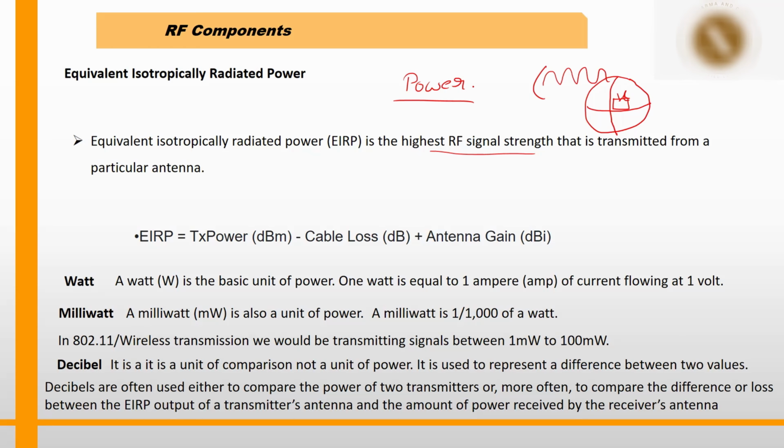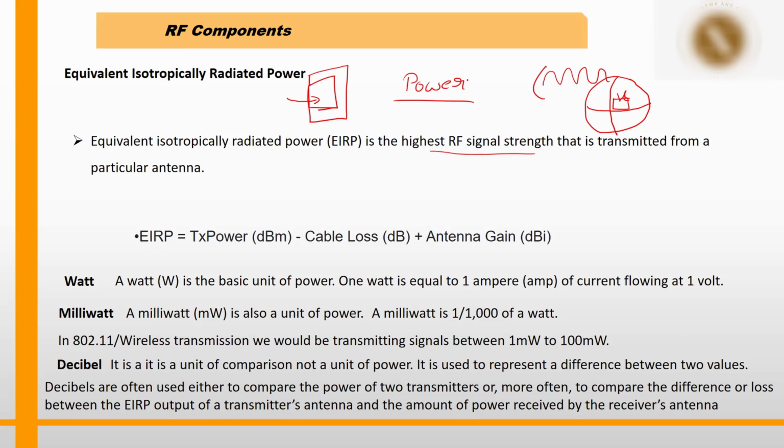So what exactly is power? Power is nothing but the energy that you apply over the time. For example, you have a door and you push that door to close. The amount of energy that you use to push that door in order to close it, that is what power is. Power is the amount of energy applied over the time.